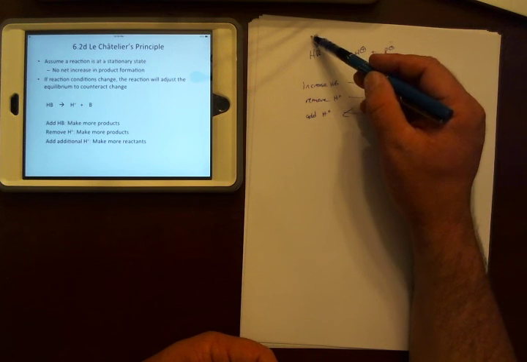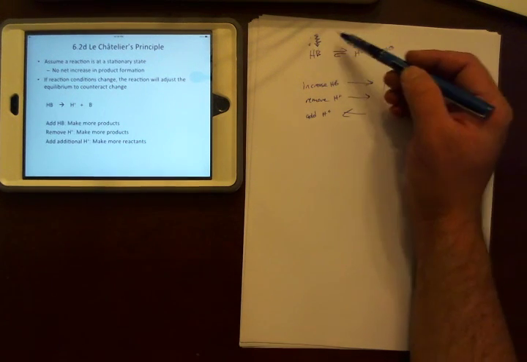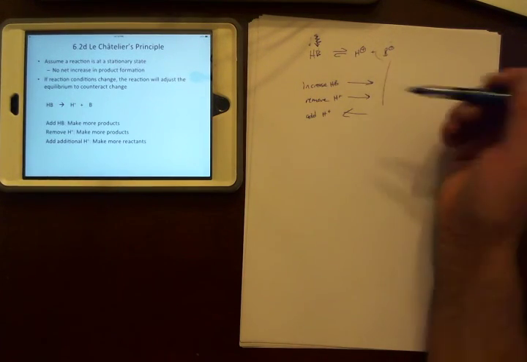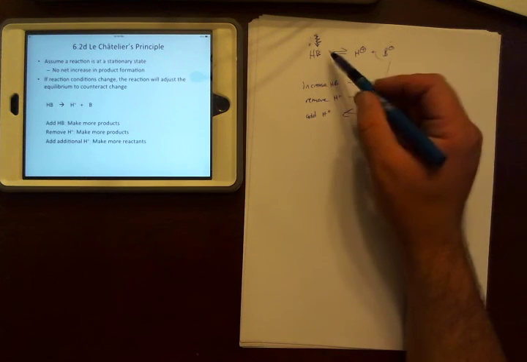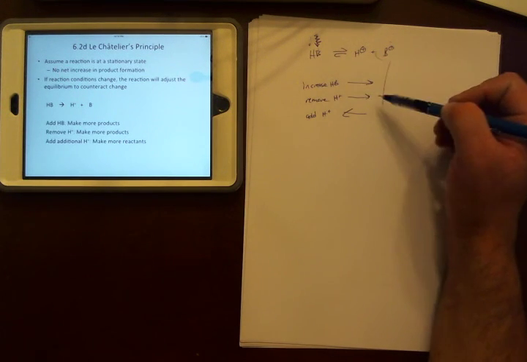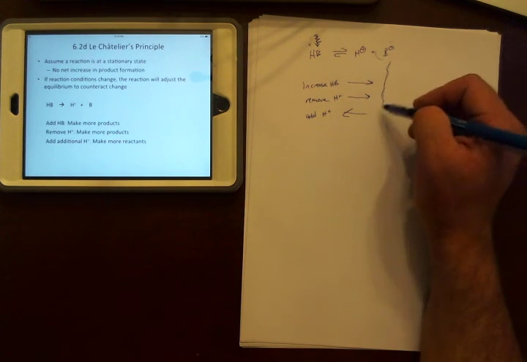You can also add a lot of the HB too. That'll work too. You add a whole bunch of whatever your reactants are, and that'll help push the reaction forward. So you can do either one. If you want to drive the reaction forward, you can either add a whole bunch of reactants or remove a bunch of products, or both. So that's fine.